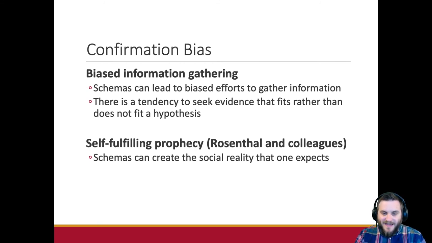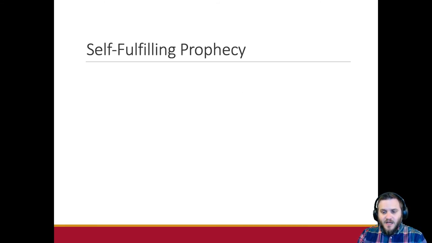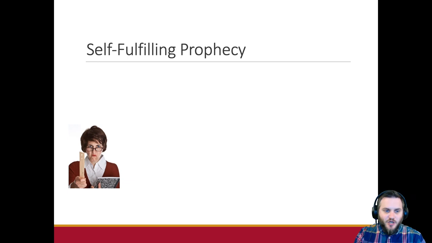Okay. Let's talk about a special case in social psych called the self-fulfilling prophecy. Okay. So this was generally from Rosenthal and colleagues, but a lot of people have been doing self-fulfilling prophecy research for the better part of the last half century. And so this one is specifically that schemas create the social reality that one tends to expect. So let me give you an example of this. Imagine you're a teacher. You're a hard ass, like this woman on the slide, okay? So our expectations about teaching create the teaching social world that we live in, okay?